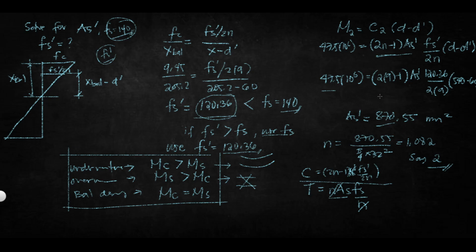Ang tanong dito, ilang 32 mm ang lalagay natin sa compression side. So, i-divide ulit natin yung total area ng compression steel divided by an area of 1 bar. So, we'll have an answer of 1.082. So, dito, mas malapit siya sa 1.